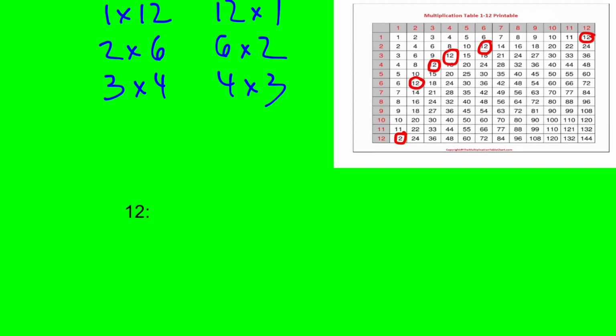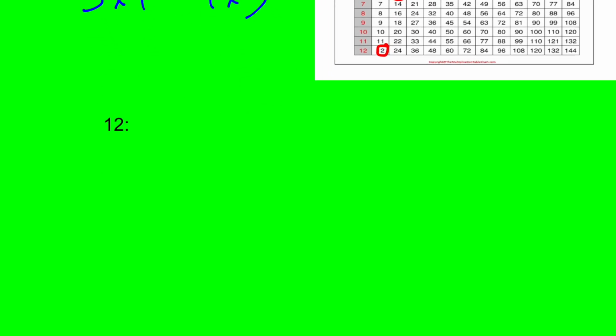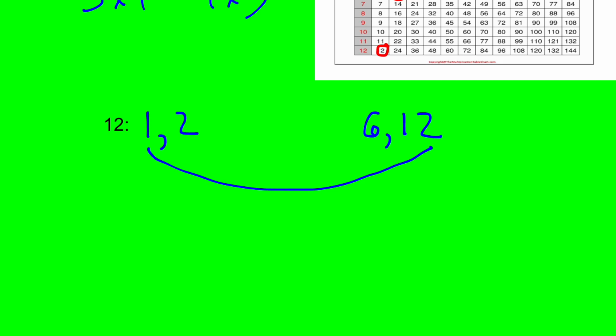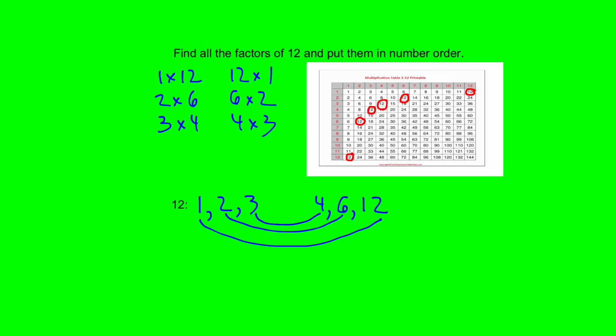And if we were to list those in order, we would start off with 1 times 12. Upside down rainbow. 2 times 6. Upside down rainbow. The next ones are 3 and 4. Upside down rainbow, and there's no whole number in between 3 and 4. So that's all of the factors of 12.